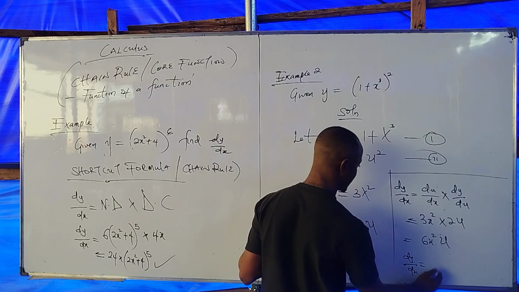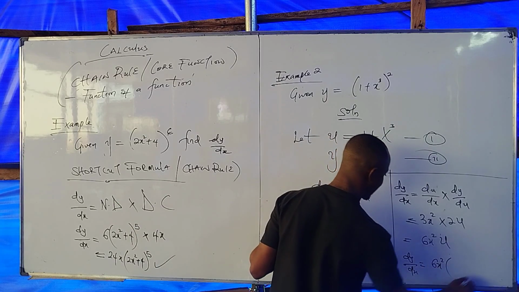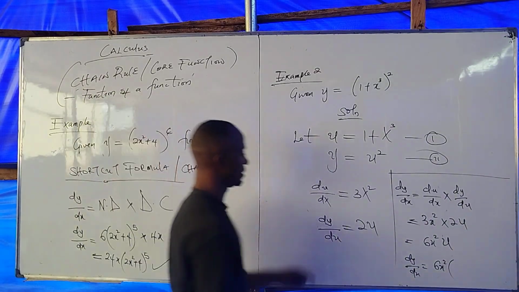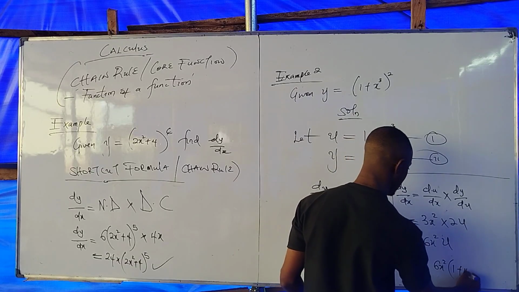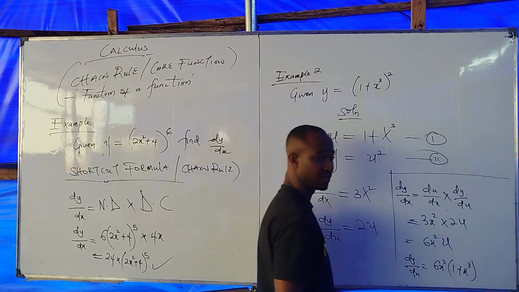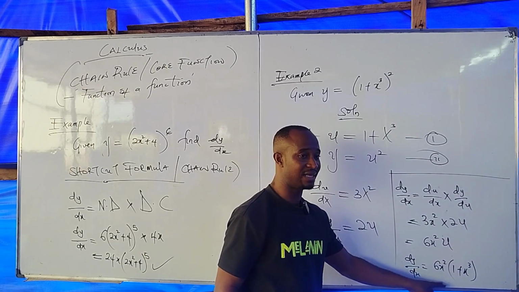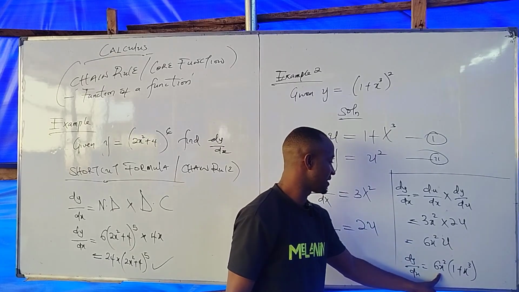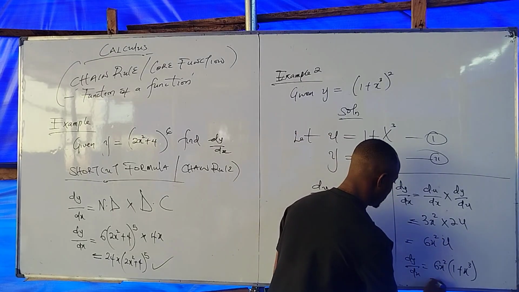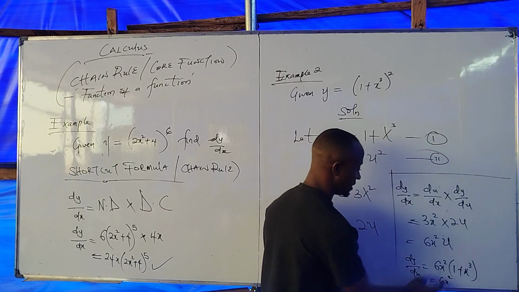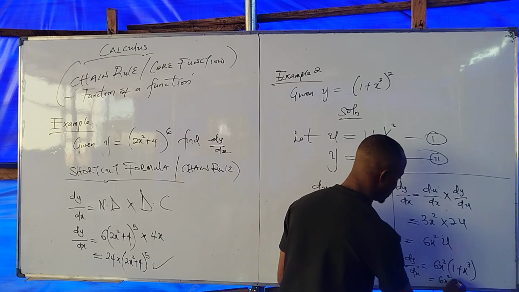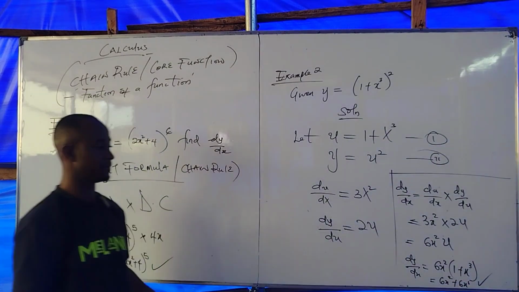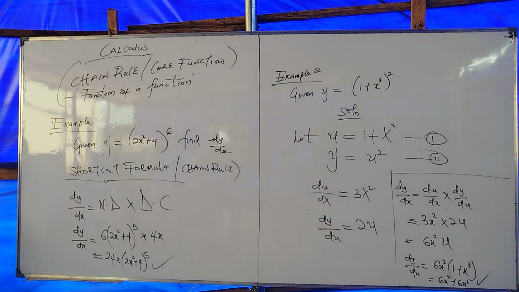And that will give us finally dy/dx equals 6x squared in brackets u, which is 1 plus x cubed. Are you getting the gist? For this kind of question, I can easily expand this because I don't have any power here. I can say 6x squared times 1 is 6x squared. Then 6x squared times x cubed is 6x raised to the power 5. Do you get the gist? You can expand that.